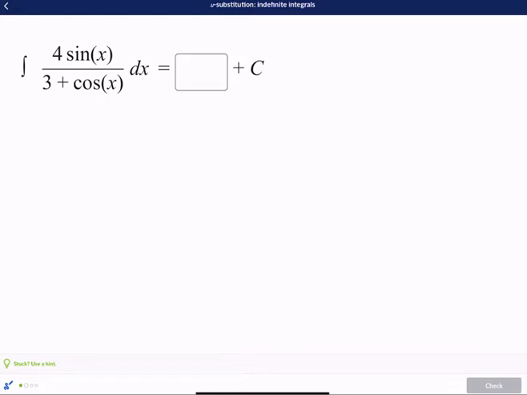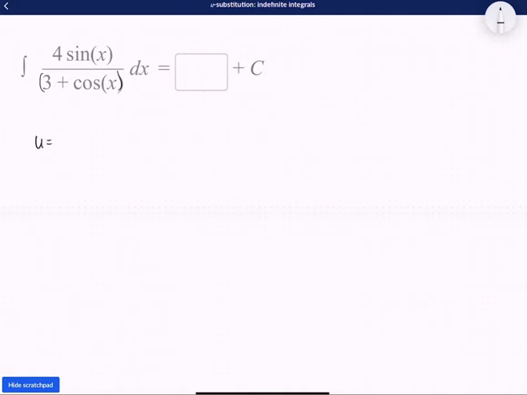...with u-substitution. Oh my goodness, how are you going to choose the u for that one, Mr. Patey? Well, usually it's your denominator. Whenever it's a nasty looking fraction thing, usually it's the denominator. So let's try it. Let's try the denominator. u equals 3 plus cosine x.